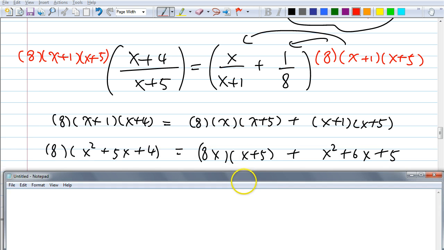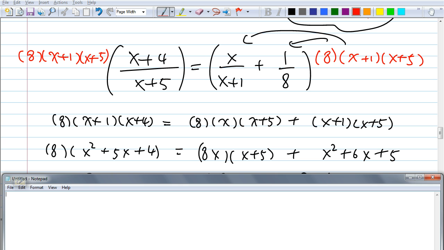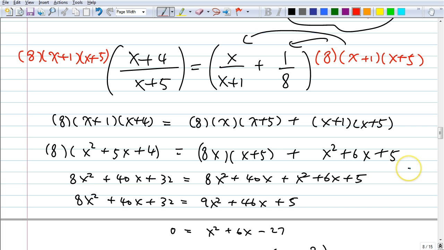So it's not too bad when you multiply them out. I'm going to multiply the binomial times binomial first, so it's easier for me to multiply. 8 times x squared plus 5x plus 4 equals 8x times x plus 5. And then, of course, you get x squared plus 6x plus 5. Okay. And when you gather all your like terms, you should have gotten this. So make sure you get this. I'll give you time now. This is what you need to get.